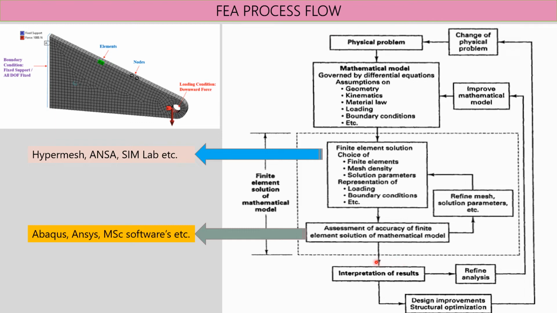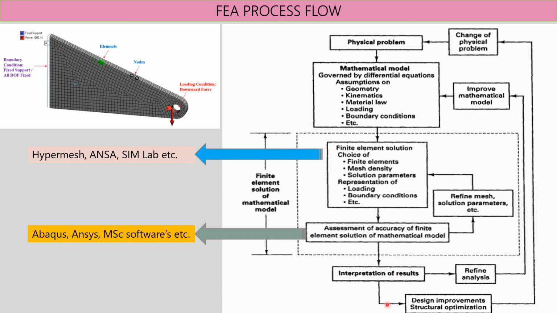Suppose the results we got are not satisfactory, then we go for refining the analysis itself. Instead of refining mesh and solution parameters, we refine the mathematical model, or resynthesize the assumptions made in the initial step. In improving the mathematical model, we again check the geometry and material laws we considered, and whether we have applied the correct load and boundary conditions. After that, we rerun the simulation as I discussed here.